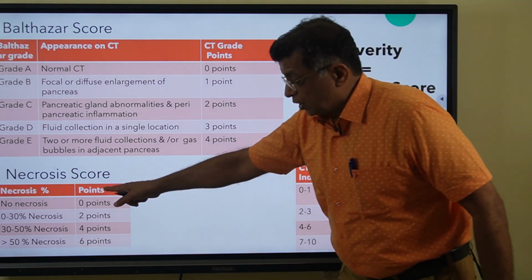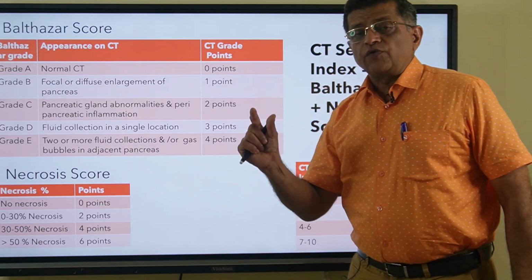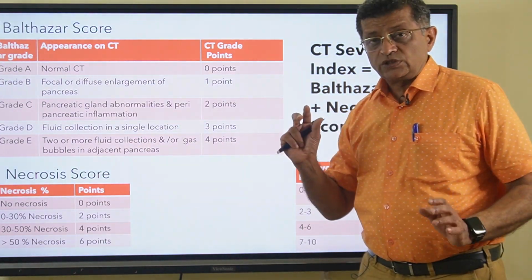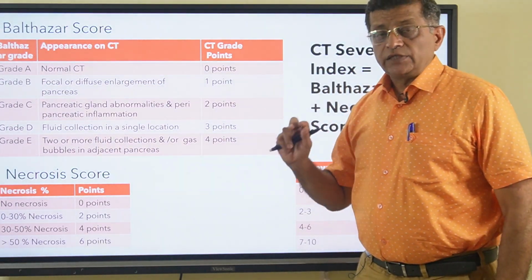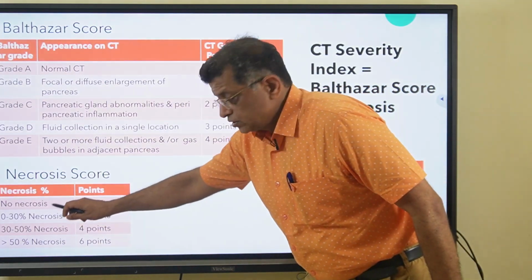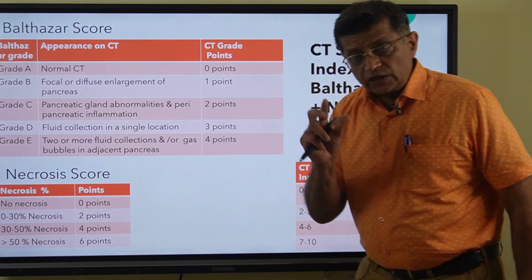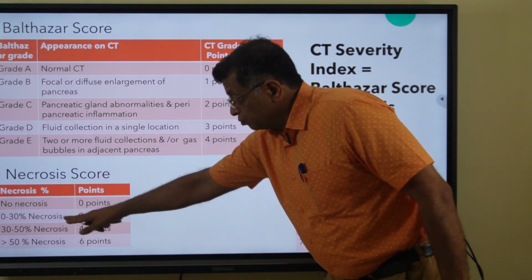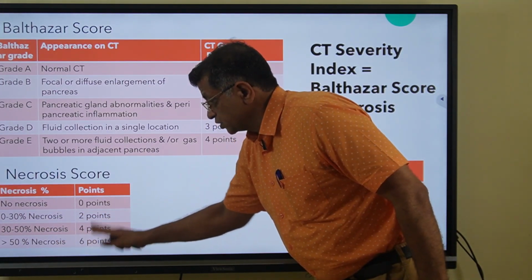And the necrosis score. How is necrosis seen in CT? A clear-cut, well-defined enhancement of the gland suggests that there is no necrosis. If you are seeing black spots, then there is necrosis. So if there is no necrosis, 0 points. If up to 30% of the pancreas is involved in necrosis, then 2 points. More than 30 to 50%, 4 points, and more than 50%, 6 points.